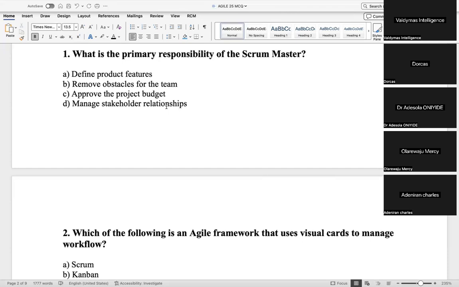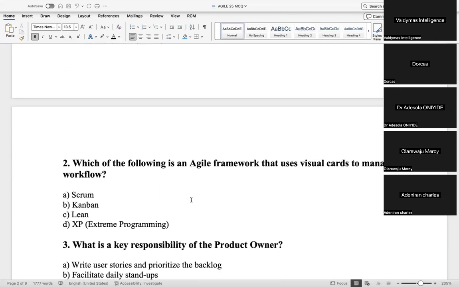Okay. So the primary responsibility of the Scrum Master is to be a servant leader for the team, to serve the team, to ensure that he removes problems from their way and they're able to go on developing smoothly. So B is the answer here. I get your points. He has to manage relationships, but those are secondary roles in the bid of achieving that primary goal. Okay, this is clear. All right.